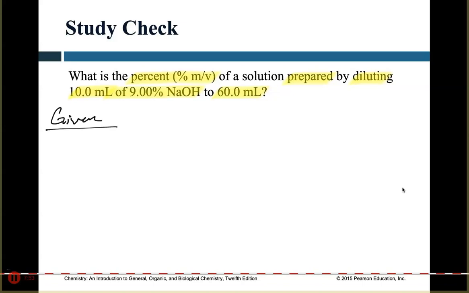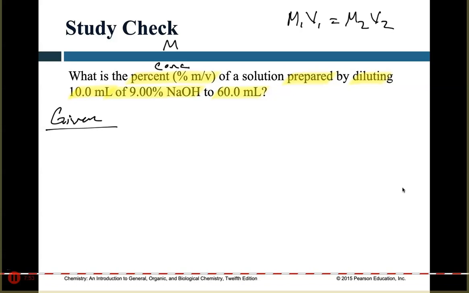The hardest part again is going to be deciding what is M1, what is V1, what is M2, what is V2. So one little hint that can help things out too, we can immediately see that's a concentration, so I know what I'm solving for is definitely going to be an M. Is it M1 or M2? Got to figure that one out.